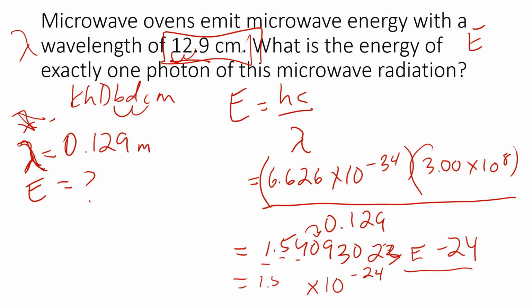So 1.54 times 10 to the negative 24. Energy, the unit is joules. So capital J is the symbol for the unit. So then box that in.